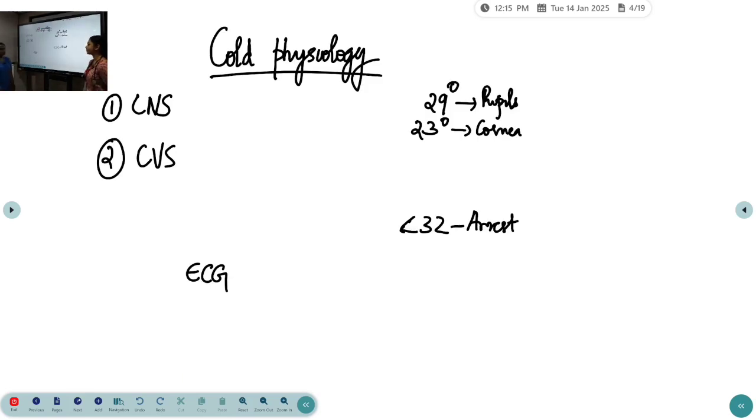Now coming to the cold physiology, that is, when the patient develops hypothermia, what all changes are going to happen in the patient. Coming to the CNS, in the initial phases the patient's judgment will be impaired, the patient will go into ataxia, will develop memory loss, then ultimately unconsciousness, and electrophysiological arrest can happen.